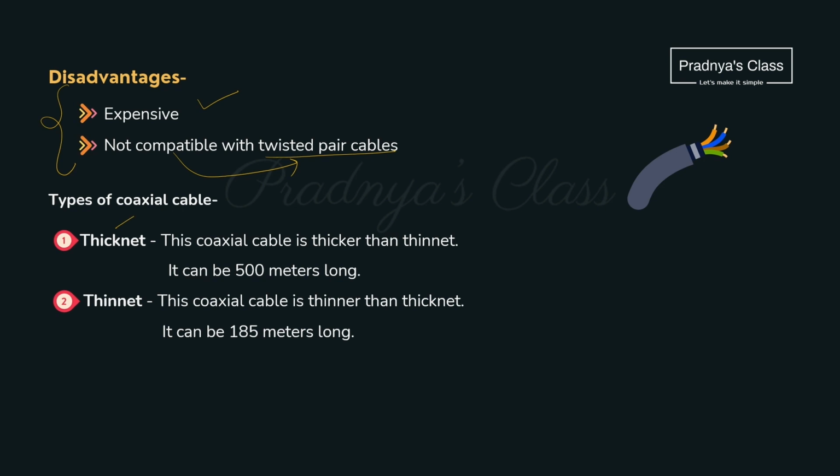There are 2 types of coaxial cable, thick net and thin net. In thick net, the cable is thicker and in thin net the cable will be thin.